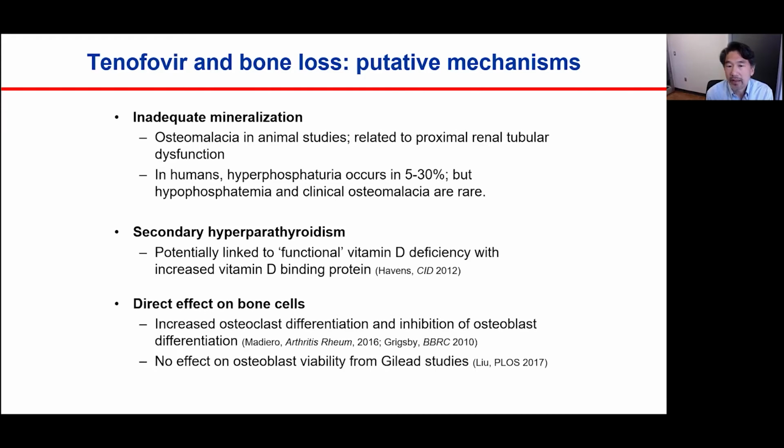There are data from animal studies that show that tenofovir causes osteomalacia, and that's related to the proximal renal tubular dysfunction of tenofovir. In humans, hyperphosphatemia occurs quite commonly, probably as a consequence of some proximal renal tubular dysfunction, but frank hypophosphatemia, meaning low levels of phosphate in the blood, and clinical osteomalacia, meaning clear evidence that there isn't enough mineral deposition because of the phosphate in the bone, is a very, very rare event.